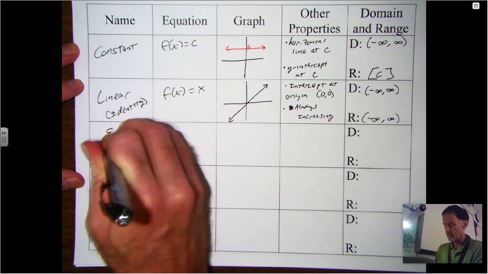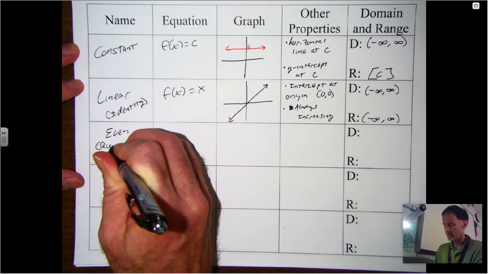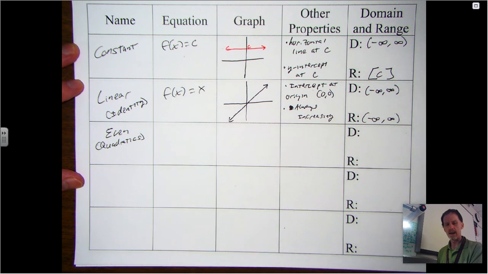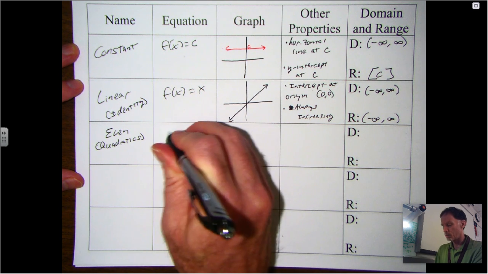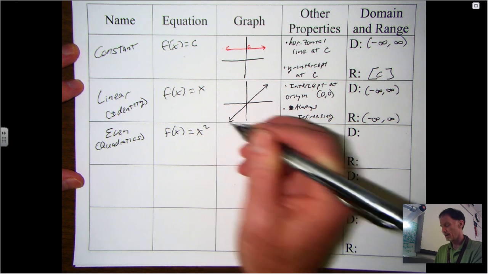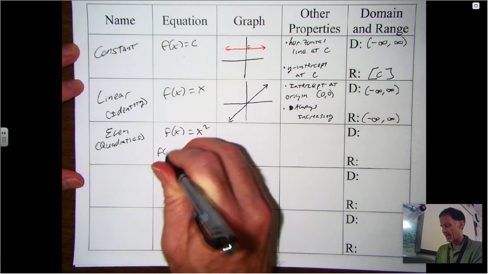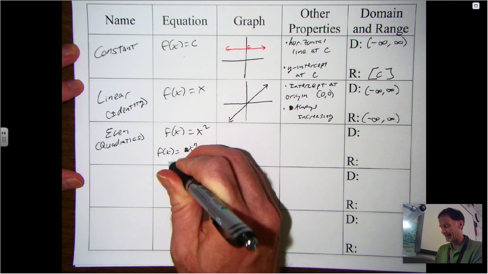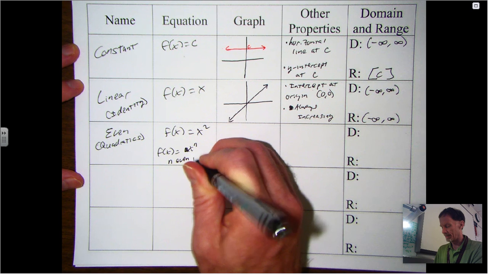So the next one, again, it's got a couple different names. We can call it the even function. Specifically, we're going to be looking at quadratics. Okay, and I'm going to give you two different functions for this. The main one we're going to be concerned about this year is f of x equals x squared. But in general, you can also see it written as f of x equals x to the n power, where n is an even number, technically an even integer.